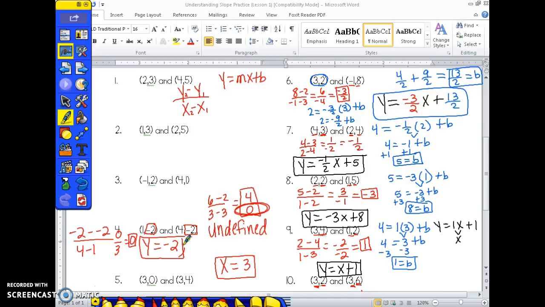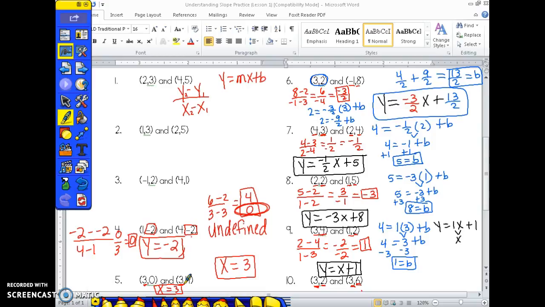For number 5, you can see the same thing, that 3 is the same. If the x coordinate repeats, it's not a function, but I can give it an equation because for these two ordered pairs, x is 3, so the equation would be x equals 3.